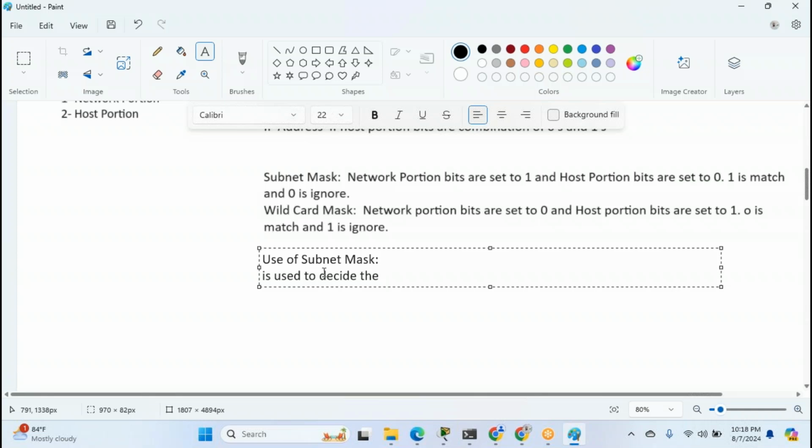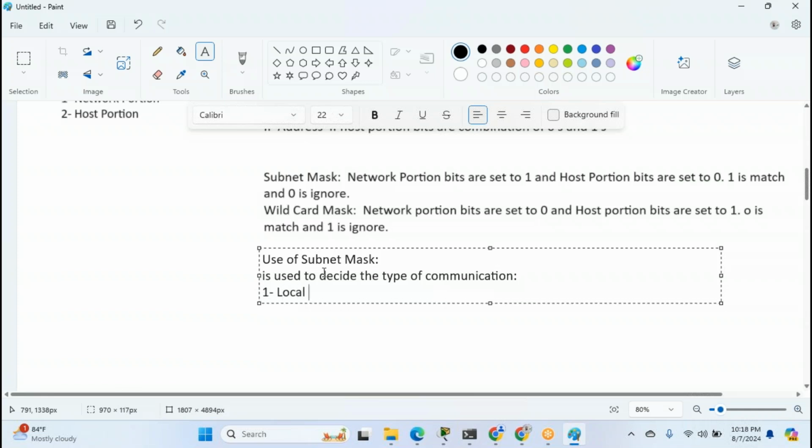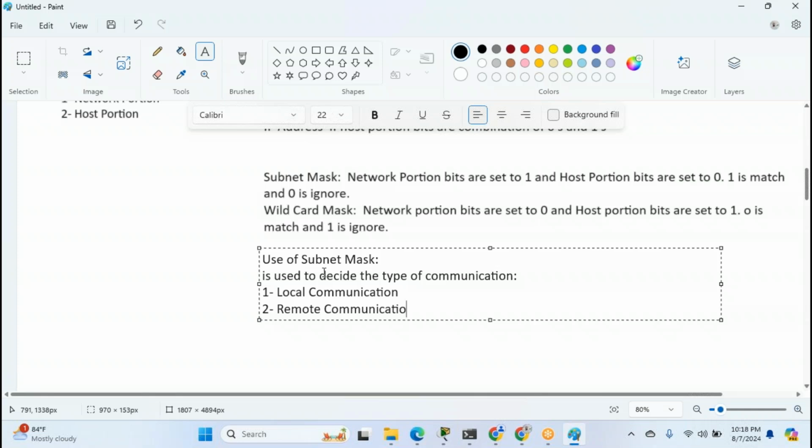Subnet mask is used to decide the type of communication. The first one is local communication. There is also communication with itself, if you want to ping your own IP or if some service is running on the local machine. But right now we are not going for itself, we just discuss local and remote. The first is local communication, the second is remote communication.